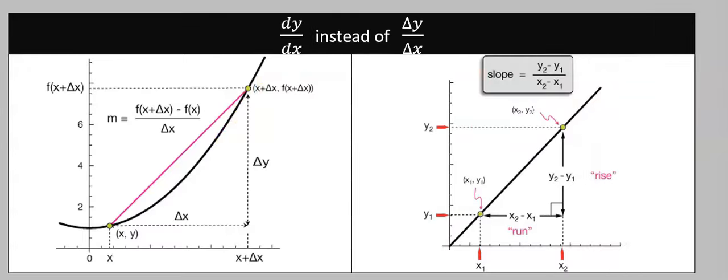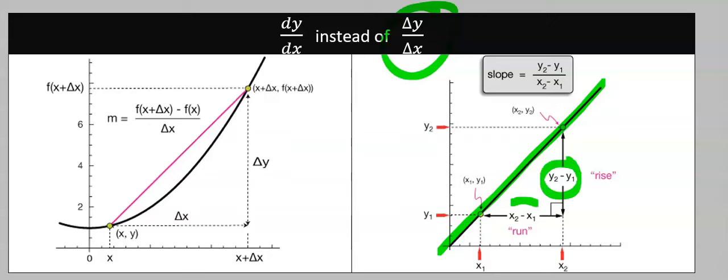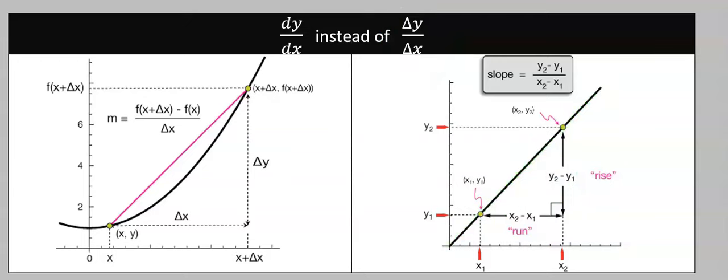dy dx instead of changing y over changing x. That is, for a straight line graph, we usually use change in y over change in x, which is the rise divided by the run. And to find the slope, we are going to use this formula.